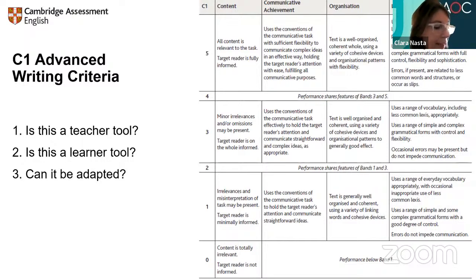I know there is some kind of delay between the moment I speak and the moment I will see your answers, but I am starting to see some answers. It looks like a teacher tool, definitely. We could adapt it. Yeah, it looks like a teacher tool.